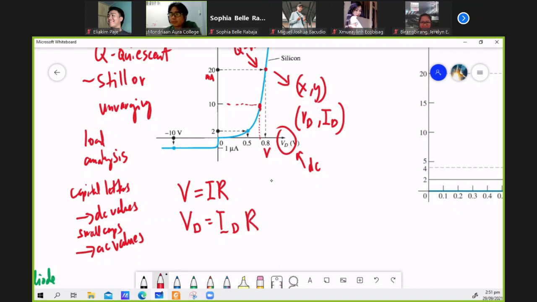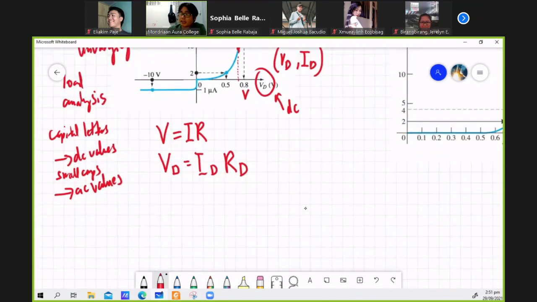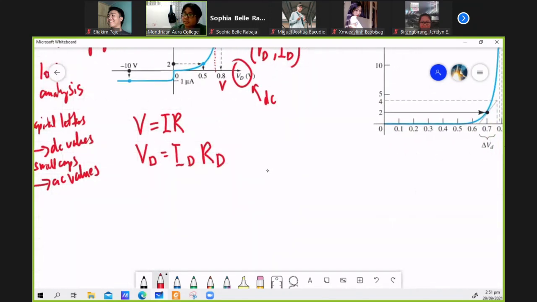Ano kayang subscript ng R natin? DC ang voltahe mo, DC ang resistance mo. Siyempre, yung R mo, DC rin. Okay, so we can represent that by R sub D. R sub D can be solved by using V sub D divided by I sub D. Eh di ba may value ka ng V sub D? May value ka rin ng I sub D.